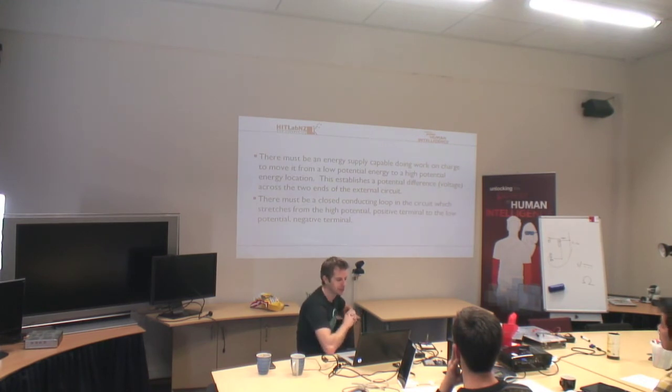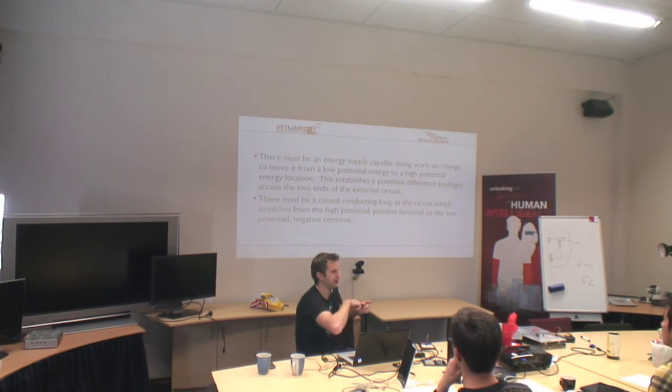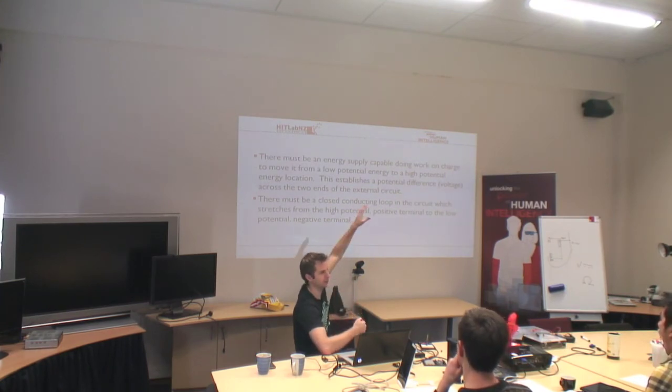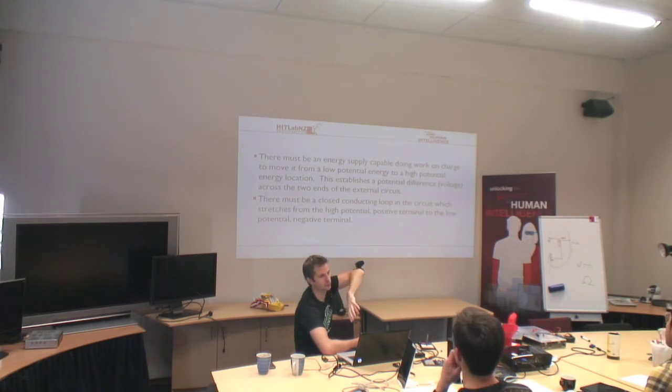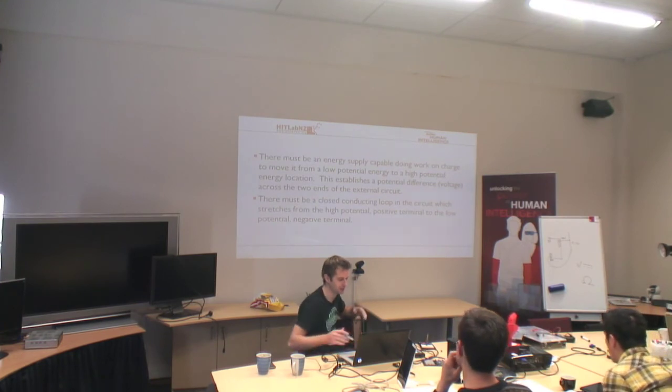So there must be an energy supply capable of doing work on charge to move it from a low potential energy to a high potential energy. So you end up with a voltage: you have a high potential at one side, 5 volts, and low potential at the other side, which is ground, and it'll try and get from the 5 to the ground. You can think of it like a waterfall. Gravity is your potential there, so all the water at the top of a waterfall has high potential energy, and then it falls off the side to get to a lower level at the bottom. Same thing. There must be a closed loop connecting them.